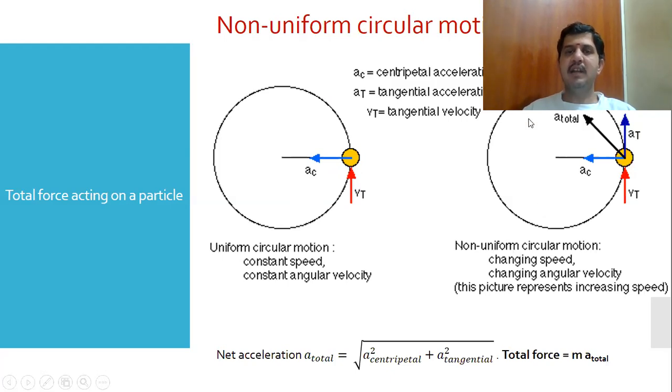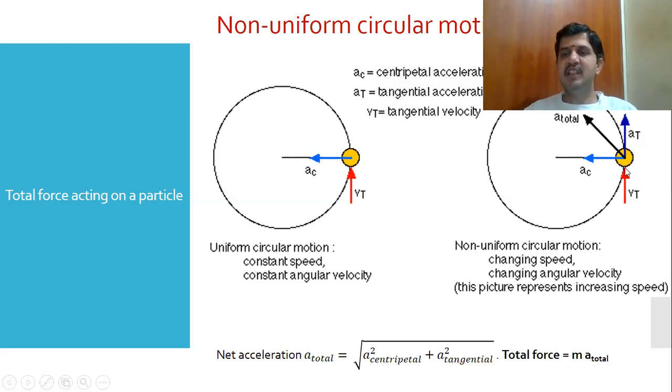But in case of a non-uniform circular motion, this tangential velocity keeps on changing, or there is a velocity along the tangent also. So this acceleration is called a tangential acceleration. In addition to the centripetal acceleration, there's a change in velocity along this direction. So you get a tangential acceleration. Thus, as you observe, you have two accelerations. These are two vectors. Now, the sum of these two will be inclined at some angle here, which is the total.